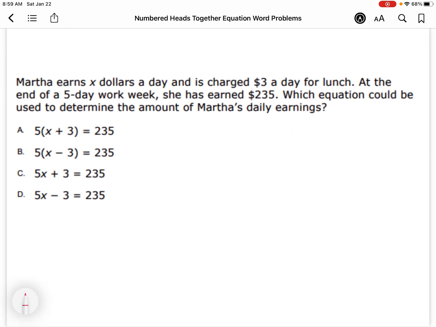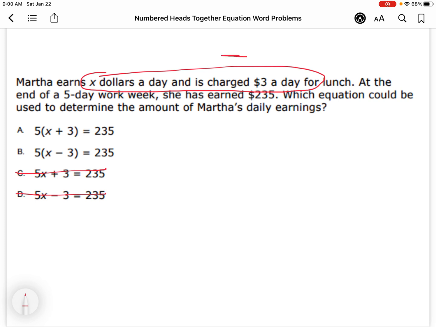All right, now we have to pick an equation, which is a little bit harder. So Martha earns X dollars a day and is charged $3 a day for lunch. So this happens every single day, so it goes together. So that's why I'm going to use parentheses. Okay, and if I'm charged that money, that's going to be subtraction. So we can keep that in mind.